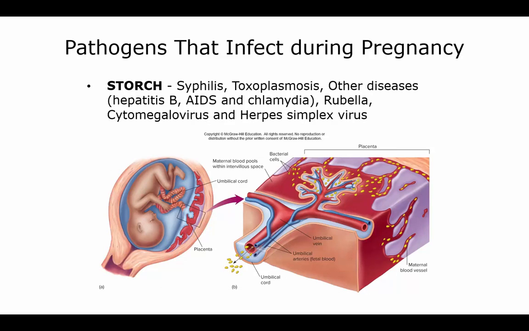All right, pathogens that can infect during pregnancy. If you remember the mnemonic device STORCH: syphilis, toxoplasmosis, other diseases like hepatitis B, AIDS, chlamydia, rubella, cytomegalovirus, and herpes. That's the word that can help you remember that these are the ones that can actually cross the placenta.